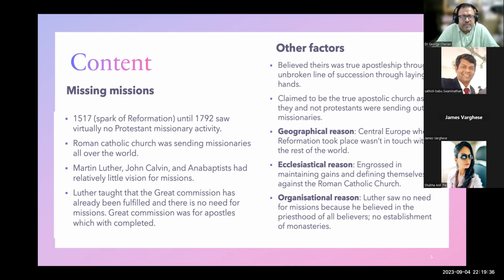So this was the situation. Now we understand that though there was Reformation, there were no Protestant missionary activities until 1792. Whereas on the other side, the Roman Catholic Church was regularly sending missionaries all over the world. We are aware of this fact because it's not just history, it's part of our present also.